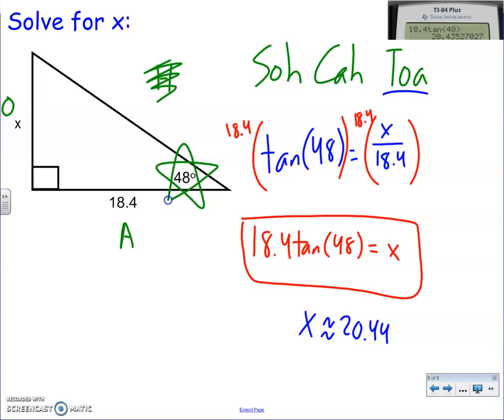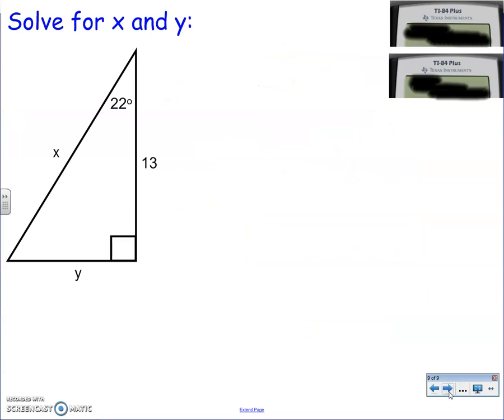All right, one more problem. Solve for x, y. So you find two things at once, but again, you only find one at a time. Like before, you start with your reference angle and label HAO from that angle. That's the hypotenuse. This is the adjacent next to the star. Here's the opposite side. We have to use A because we have 13.